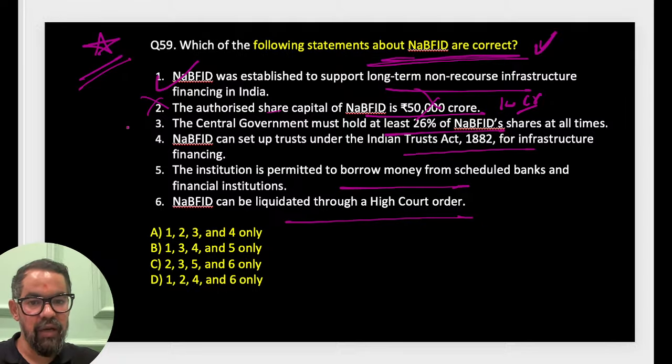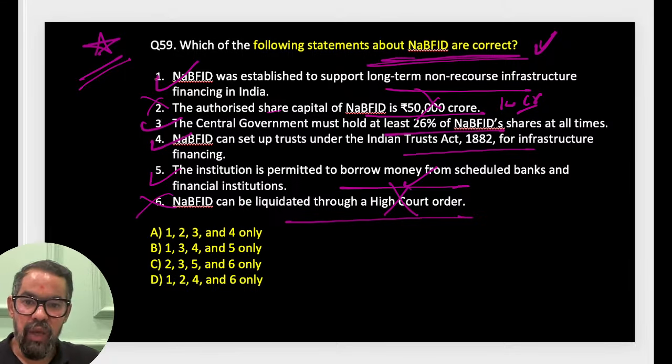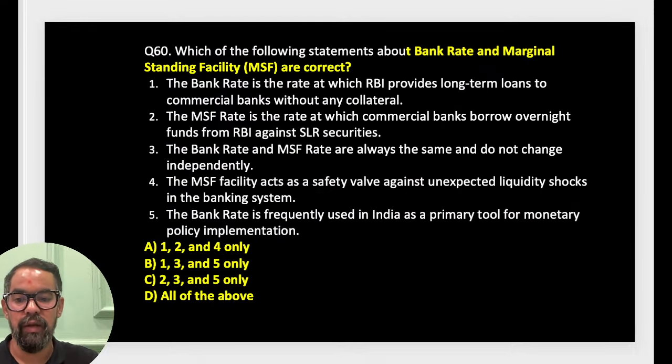Third statement, at least 26%, initially 100% true. NAFID set up under this one, true. Infrastructure financing. The next one is institution borrow money from scheduled banks, and this. And NAFID can liquidate it by high court order? No, it is only by the central government, okay. 1 3 4 5 means option B will be the right answer for this particular one. Very good guys. Next one, well done.